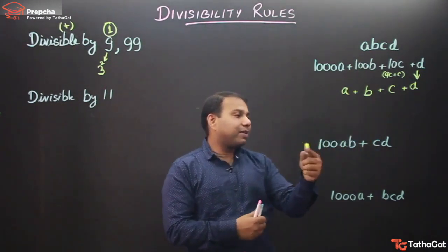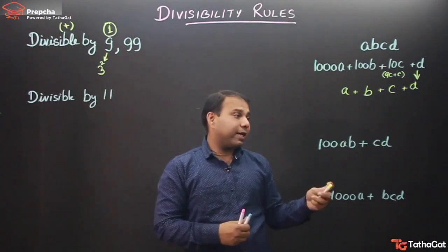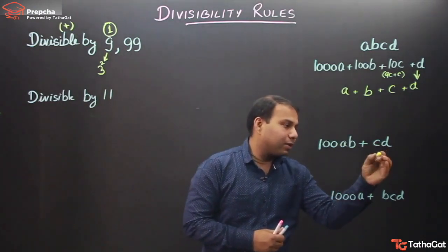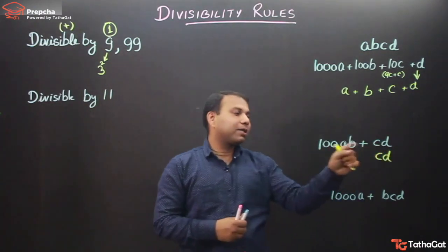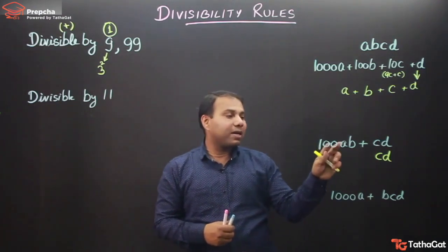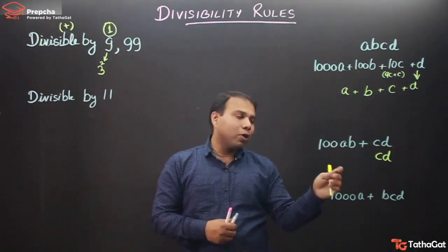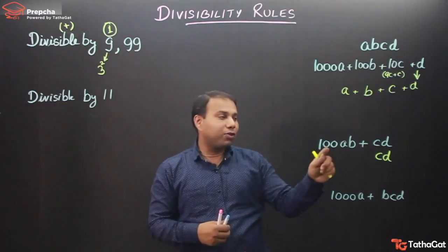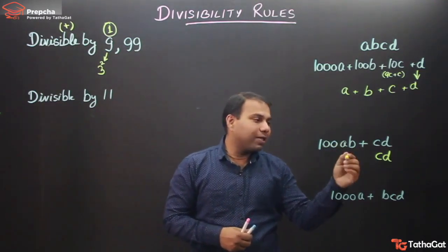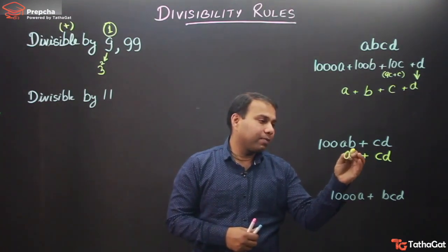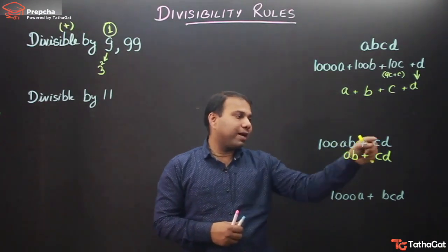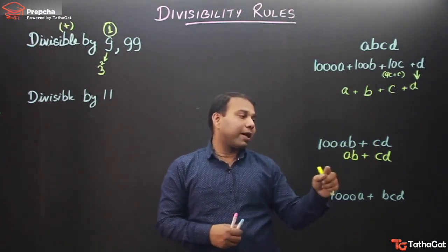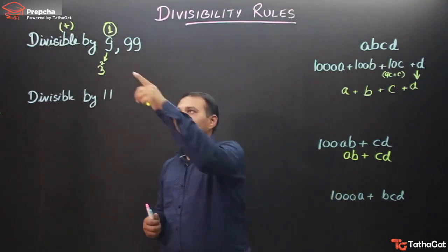Now, if I divide this number by 99, this CD is going to remain as it is. This will be CD only. And in the case of 100AB, I can split this number as 99AB plus AB. So 99AB is going to be divisible by 99 every time, whatever be the value of this 2-digit number AB. So what is going to remain is plus AB. This AB is positive and this CD is also positive. So again, we are getting almost a similar rule as we got for 9.